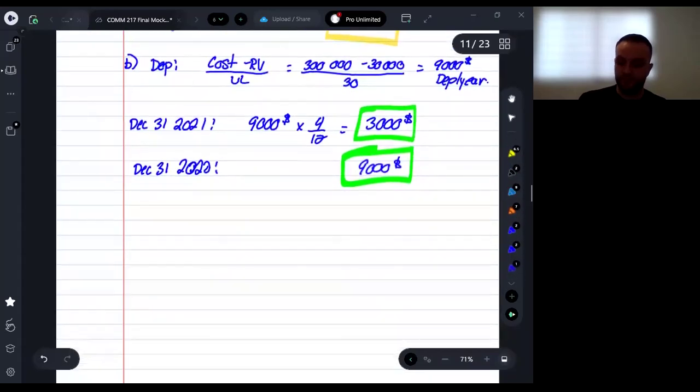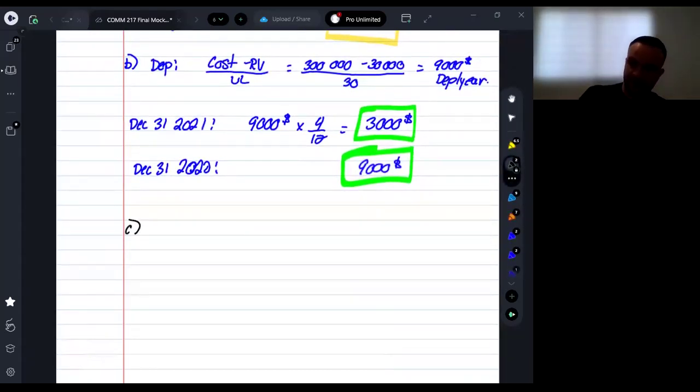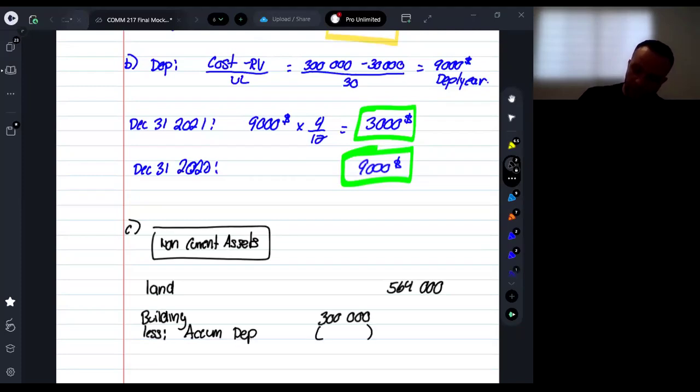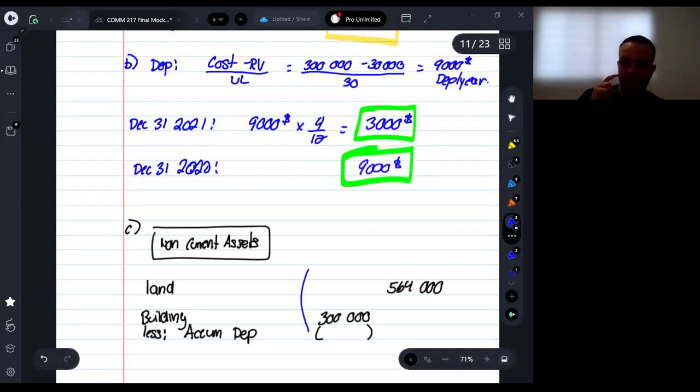And part C, prepare the non-current assets section. So what would be shown? We would have land at 564. We would have building at 300,000 less accumulated depreciation. What's the accumulated depreciation here? How much is in here?